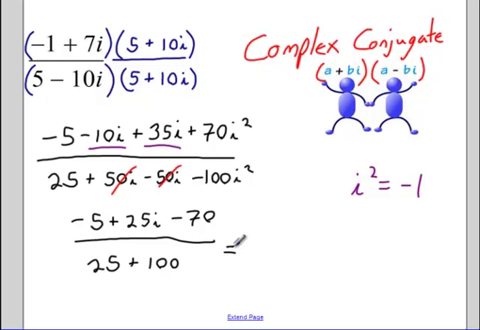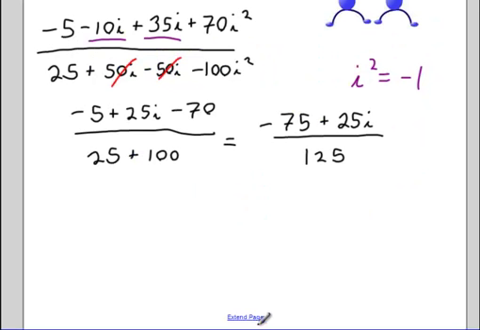Alright, let's go to the right of this now, and let's clean this up. We get, for my real part, negative 75 plus 25i. On the bottom, we get 125. Alright, now this is rationalized. However, it's not written in simplest form. We can go one more step.